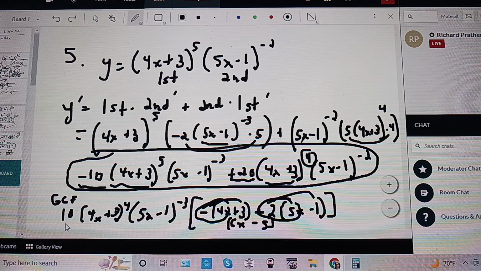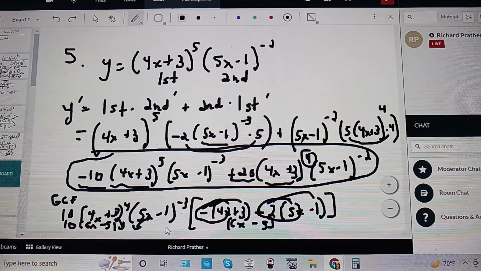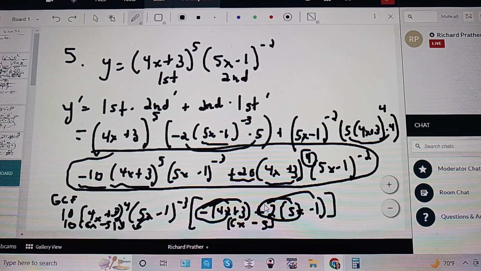So then the final answer of this version could be 10. And then you'd probably put that 6x minus 5 first, just because it doesn't have an exponent. Then put these two. So you could have 4 factors: 10, 6x minus 5, 4x plus 3 to the fourth, and 5x minus 1 to the negative 3. But that took a while to do all that, and there was some messy algebra involved, and factoring is hard. If they'll take this answer, then why do all that work?